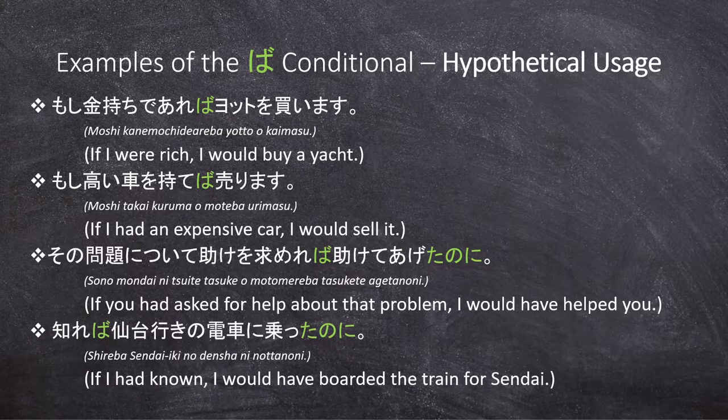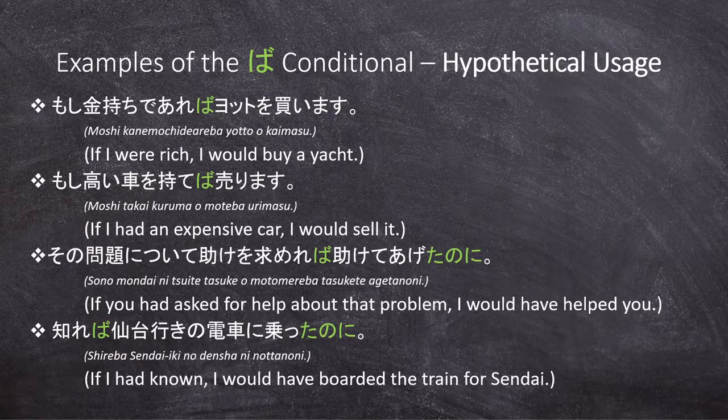And our final sentence also shows another example of this. 知れば仙台行きの電車に乗ったのに. If I had known, I would have boarded the train for Sendai. So once again, we have created ba here, the ba conditional, by changing the verb shiru to shireba, and after that we have added noni at the very end of the sentence to illustrate that regret.